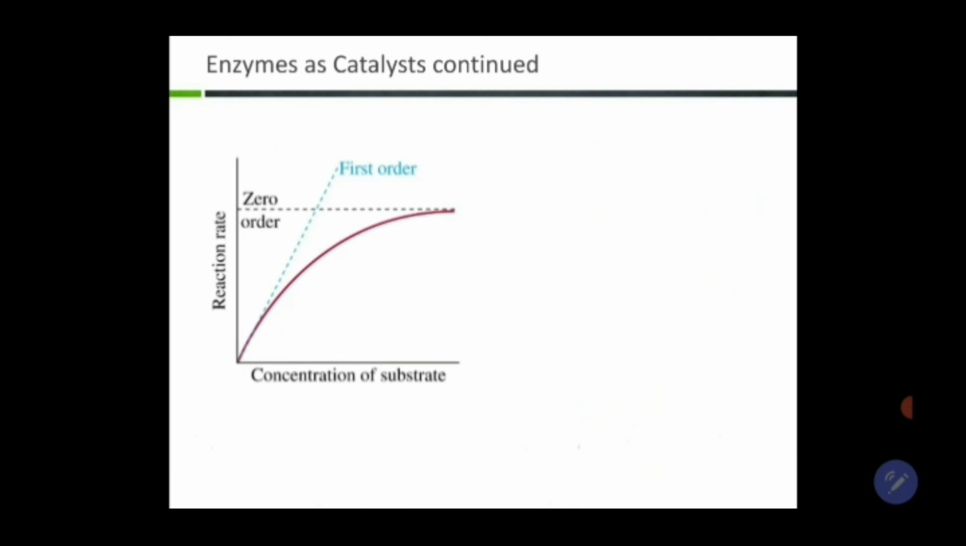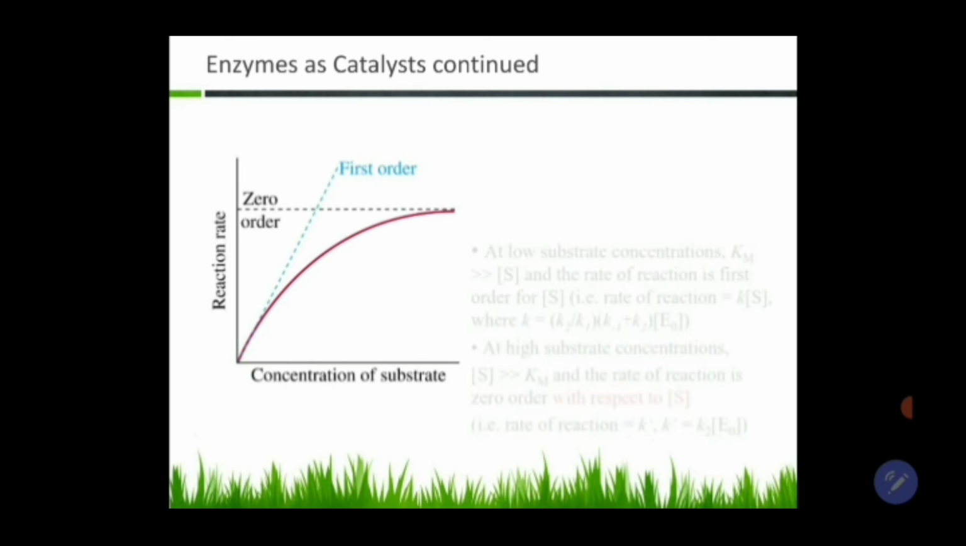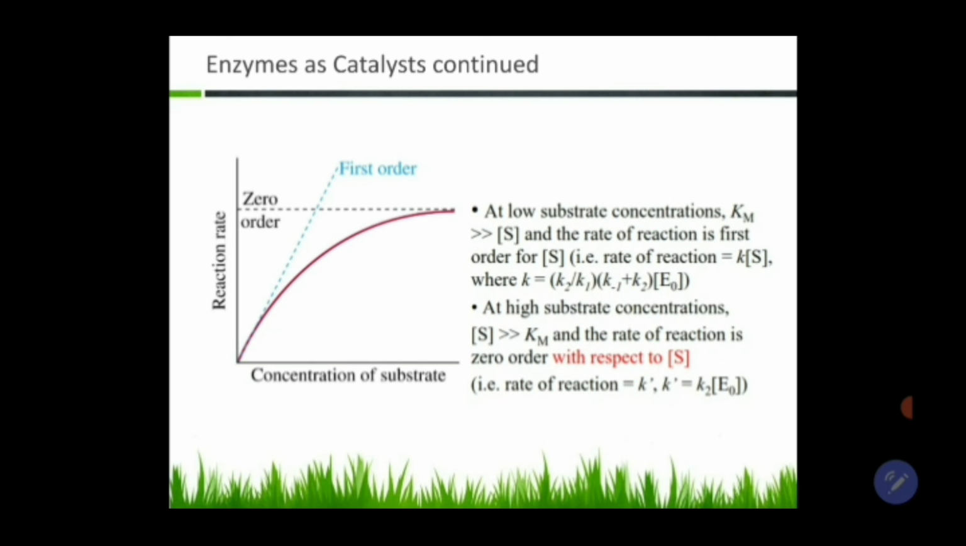There is one more graph which talks about the order of the reaction. If you take a very low substrate concentration, Km will be far greater than the substrate concentration, and the rate of the reaction is first order with respect to the substrate. So the rate of the reaction could be k times the molar concentration of substrate, where k is k2 divided by k1, into k1 plus k2, divided by ET.